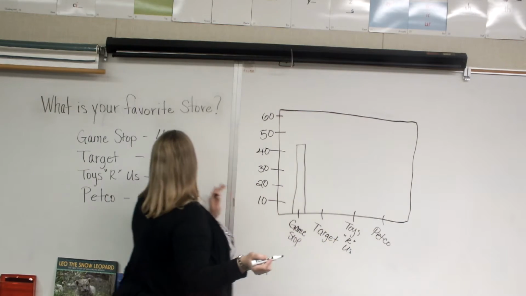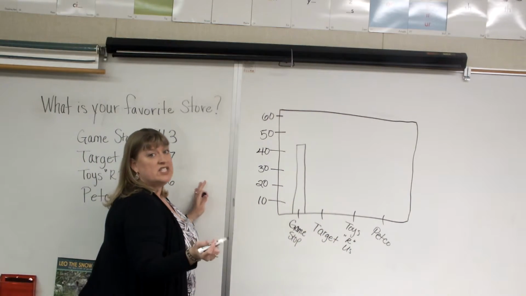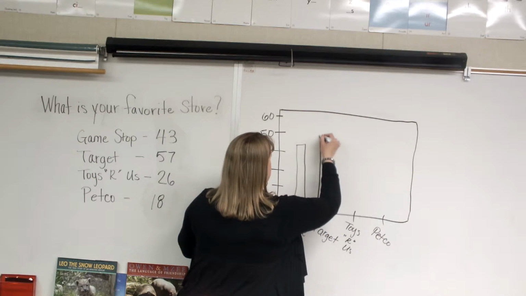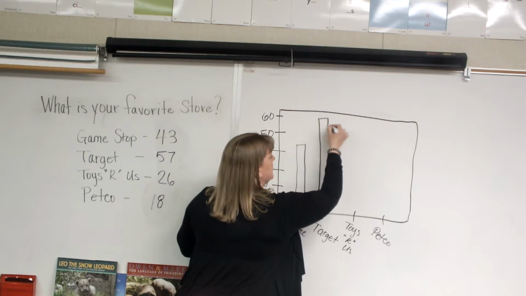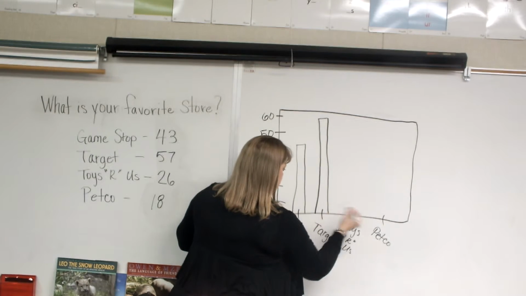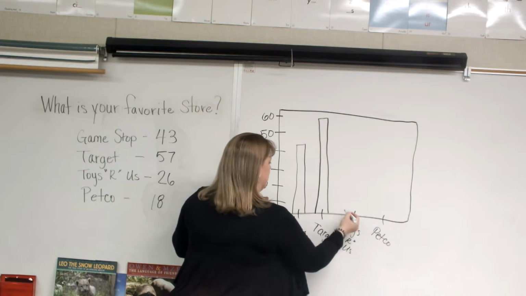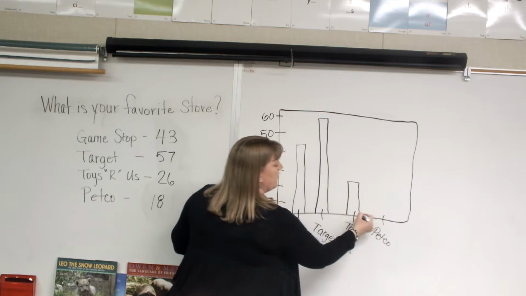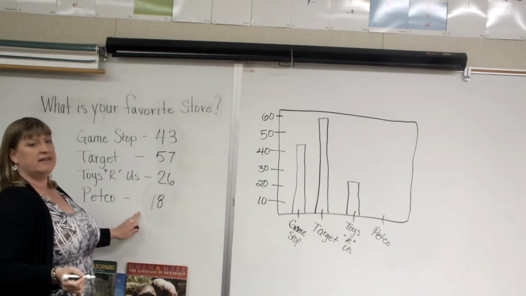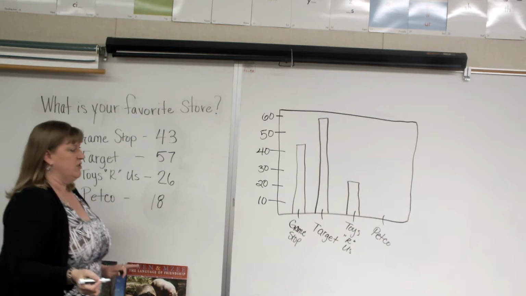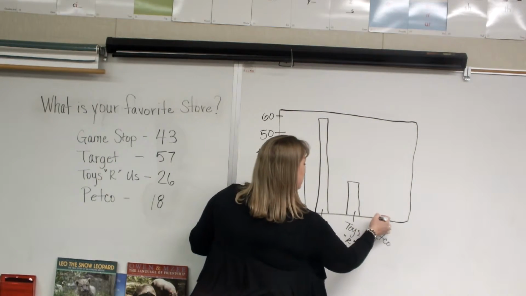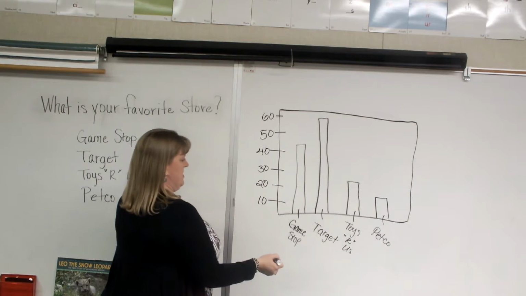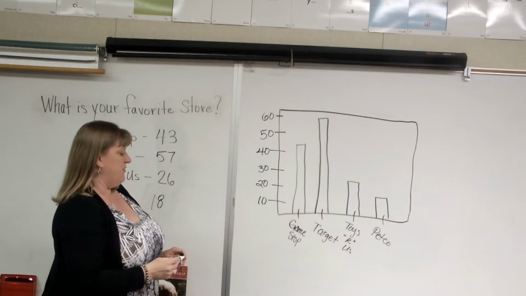And then Target, we have 57 students that thought that was their favorite store. So let's make our bar go up to 57. Almost to 60, but not quite that high. Toys R Us had 26. So we'll go up to 26, almost to 30, but not quite that high. And then again, Petco had 18 students that was their favorite store. So we'll make our bar graph go up to almost 20, not quite that high. That should look just about right.